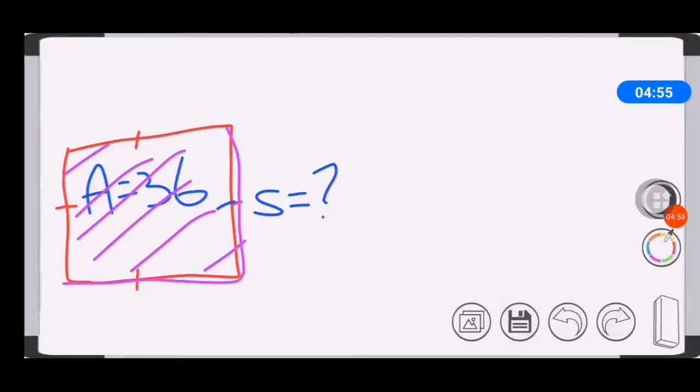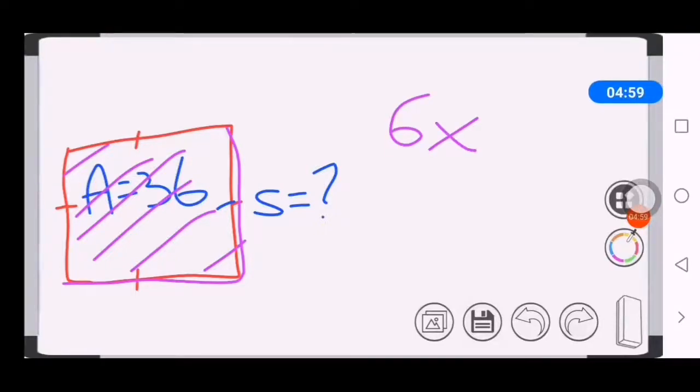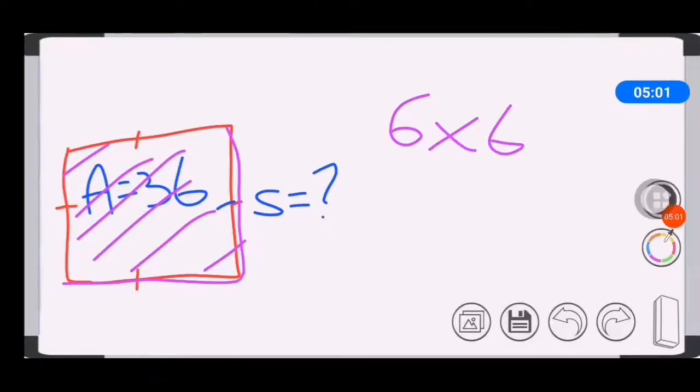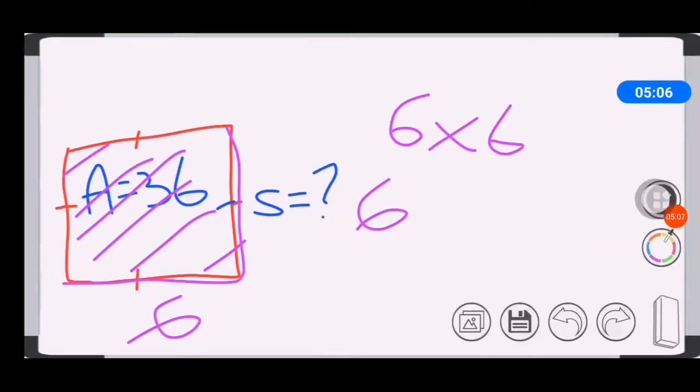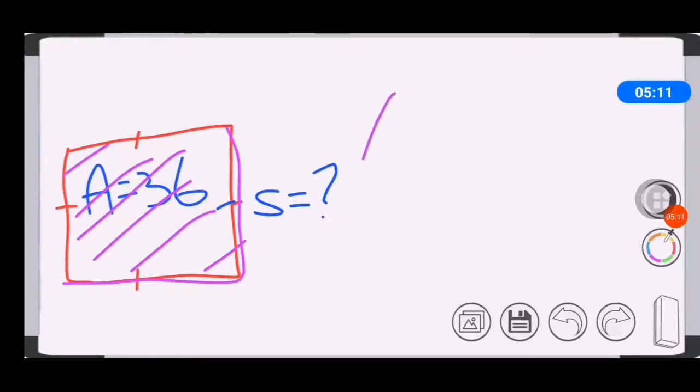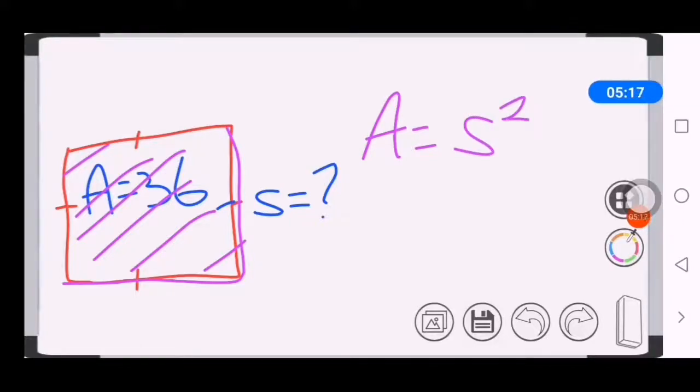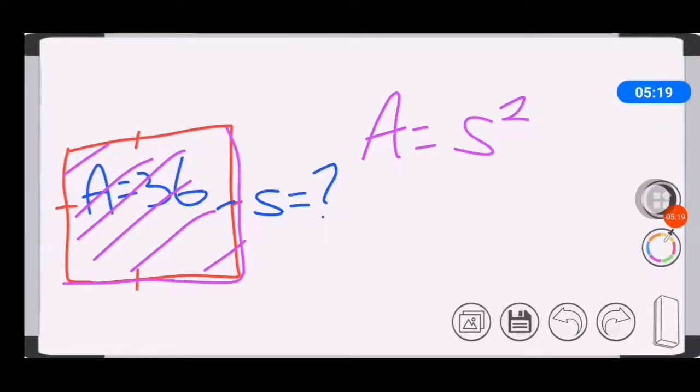Can you guess the answer? It's very simple, right? We know that 6 times 6 is 36. Therefore, this side is 6 and that side is also 6. But how can we work this out? We can say that our area is the square of the side. We are using the side now, so let's use S. The square of the side. So the area is now 36.